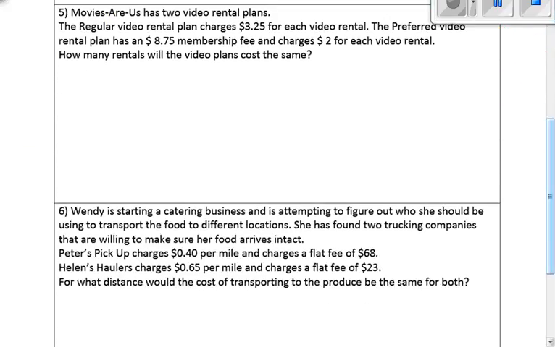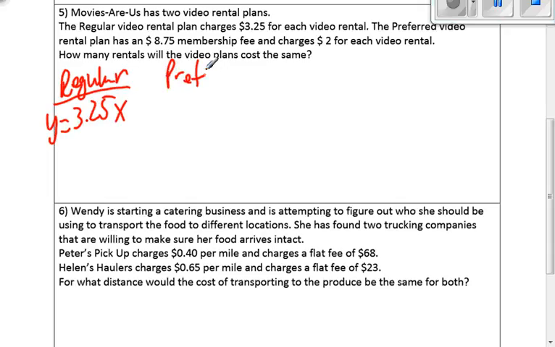Movies R Us has 2 video rental plans. The regular video rental plan charges $3.25 for each video rental. So the regular one, right away, I already got it. Y equals 3.25x or 3.25m, whatever, or v, whatever you want to do there. And the preferred video rental is an $8.75 membership fee and $2 a movie. So $8.75 plus 2x. And they want to know when they'll cost the same.